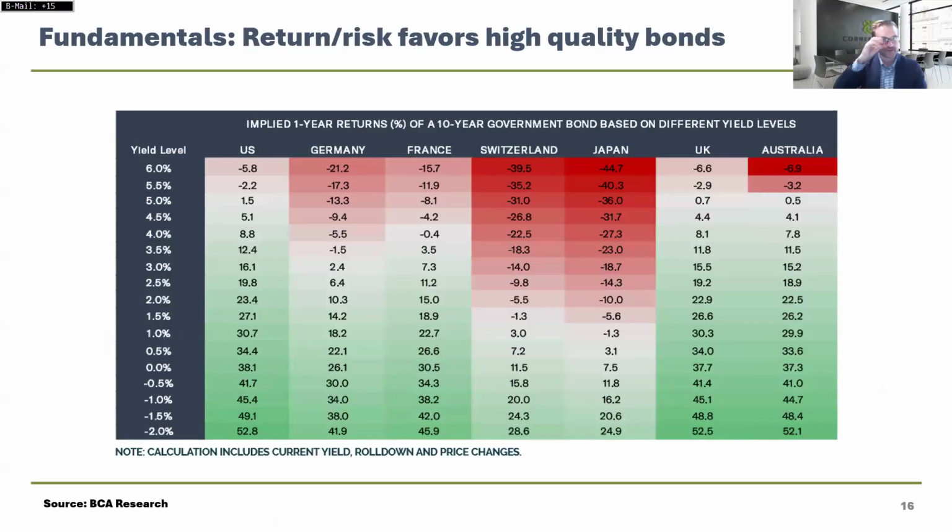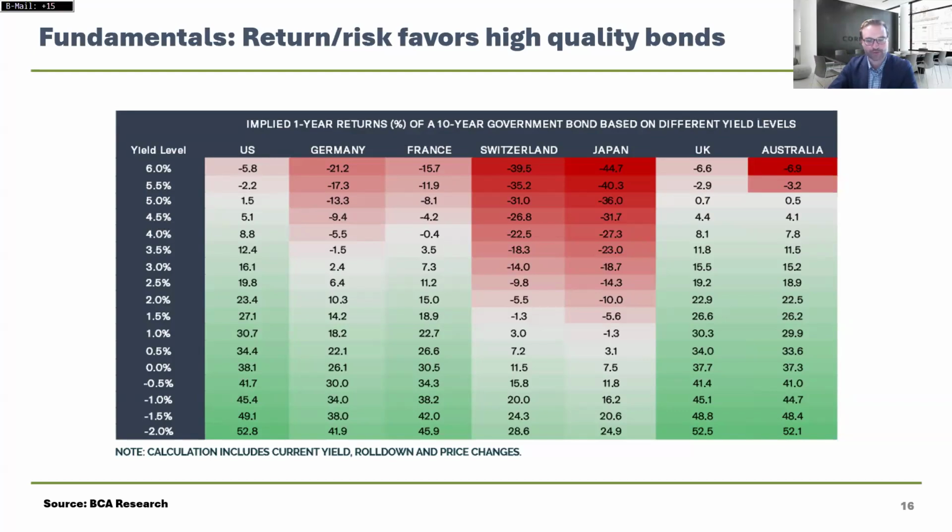But we talk about optionality, right? And so really the major benefit of owning bonds right now in portfolios is the risk return relationship. We talked about it with equities being unfavorable, well, it's actually very favorable on the bond side. And this chart does a great way of illustrating that point. So what we're looking at here is just implied 1-year returns of a 10-year government bond. So 1 year into the future based on different yield levels. So we'll focus here on the US on the far left. Right now we're at about 4.5%.